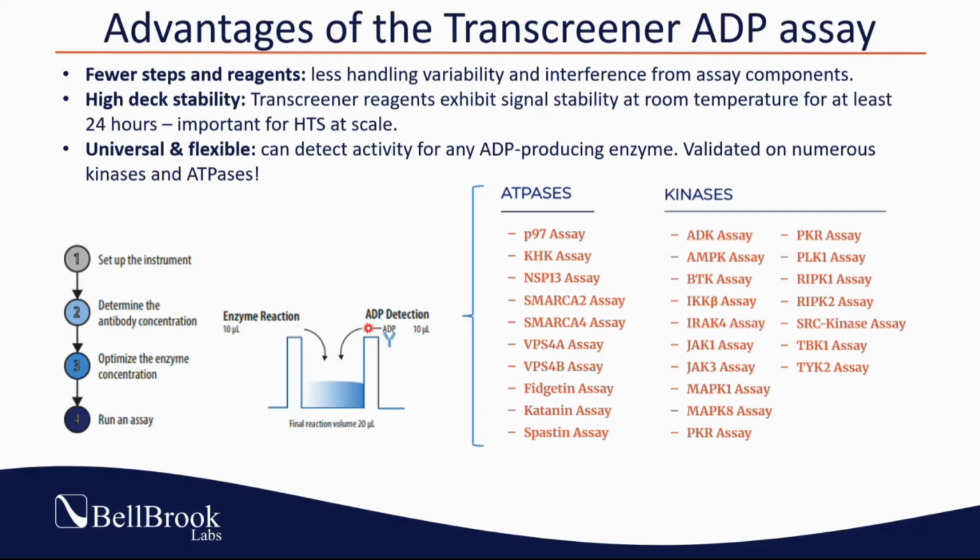Because we have these fewer steps and reagents in the Transcreener assays, this also minimizes the amount of handling by the user that has to take place, which inherently will make it more reproducible. And it will also minimize interference from assay components because there's so many fewer of them. You don't have to worry about doing multiple conversion steps to detect the product, for example. And each time you introduce a new component, you run the risk of introducing this kind of interference that will affect the fluorescence signal.